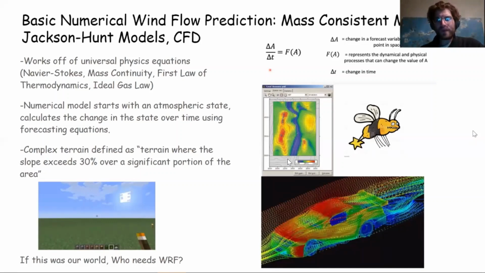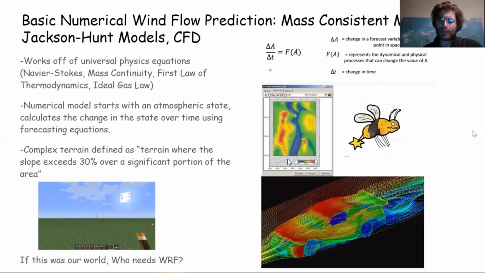One of these examples of a Jackson-Hunt model is in the middle, and you can probably guess which one it is based on the little cartoon. It's WASP. But it's a step above these mass-consistent models, and they're more advanced. They use more parameters, but they cannot deal with complex terrain at all.